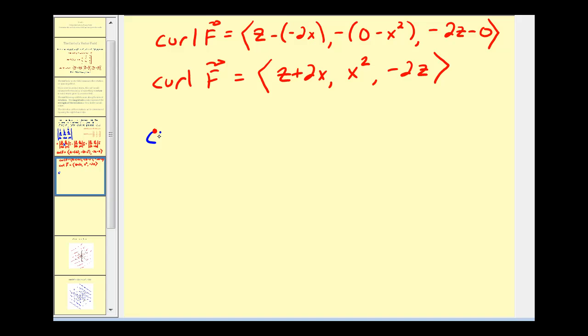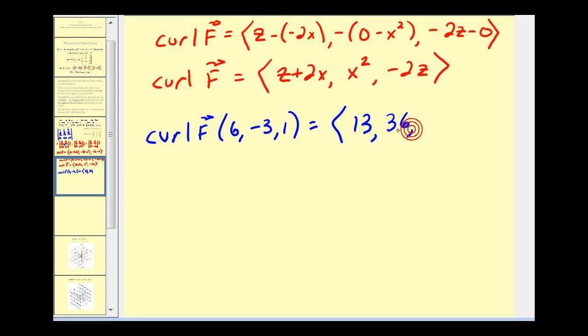Now we want to determine the curl at the point (6, negative 3, 1). So the x component will be z plus 2x. It's going to be 1 plus 2 times 6, that'll be 13. The y component is going to be x squared, that'll be 6 squared, or 36. And the z component is negative 2 times z, or negative 2 times 1.